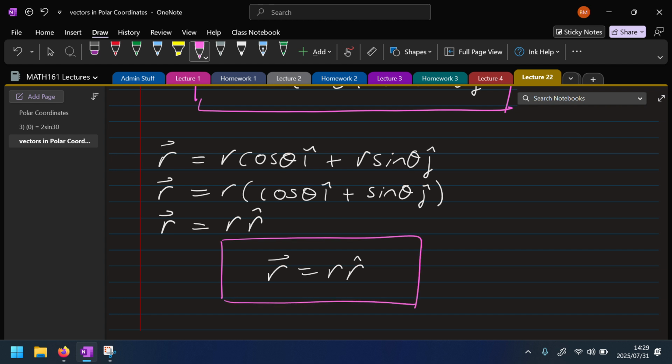So that is the position vector in polar coordinates, right? Because r is from the polar coordinates, and r hat, again, is from the polar coordinates we just found. So this is the position vector in polar coordinates.